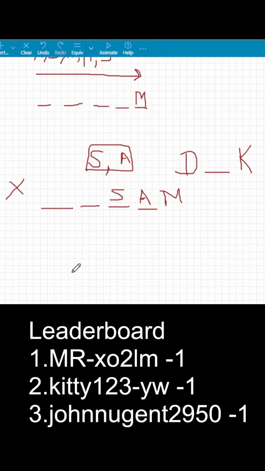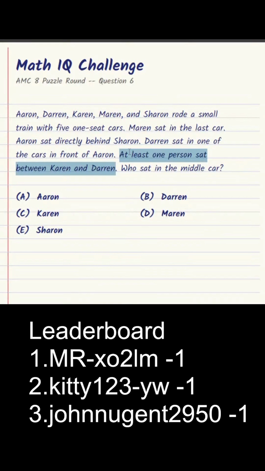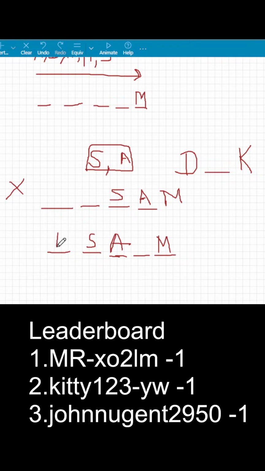So second and third, let us see what happens there. We have Marin in the last one. And then if Sharon and Aaron are second and third, Sharon is second and Aaron is third. In that case, Darren can be either first or fourth. But it is written that Darren is in the cars in front of Aaron. So Darren can be only first by using that information. That means the remaining one is Karen.